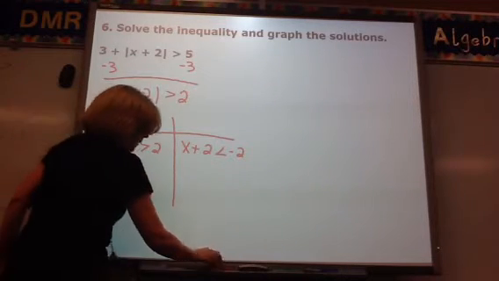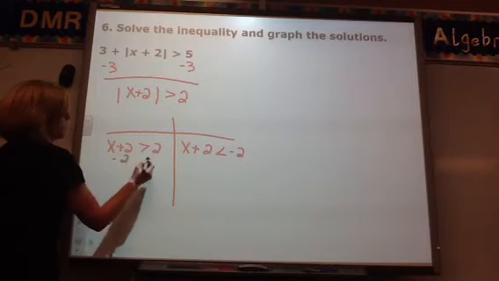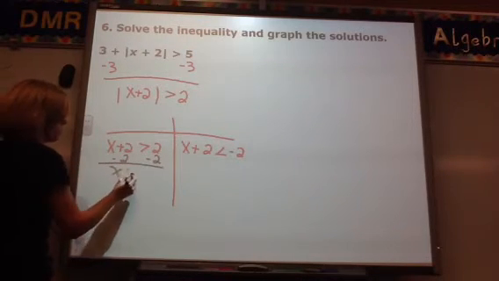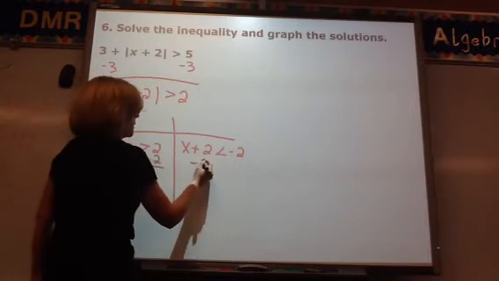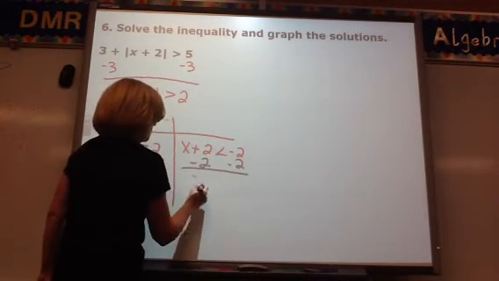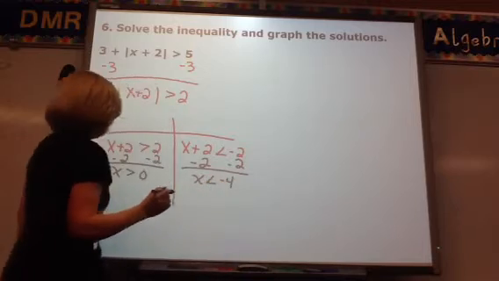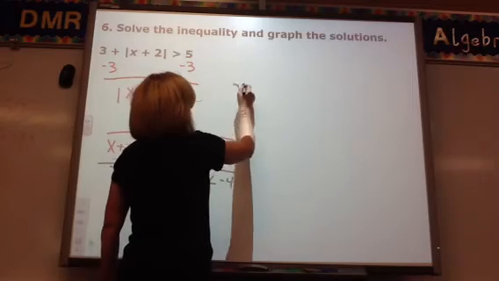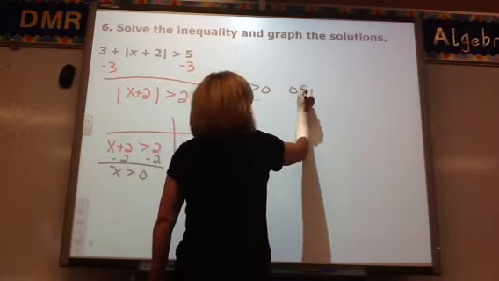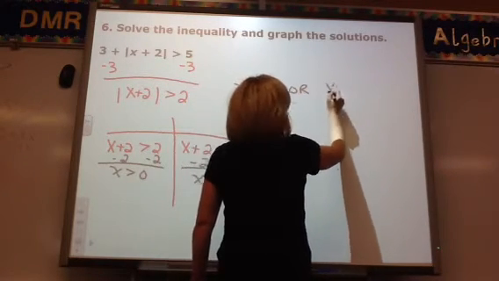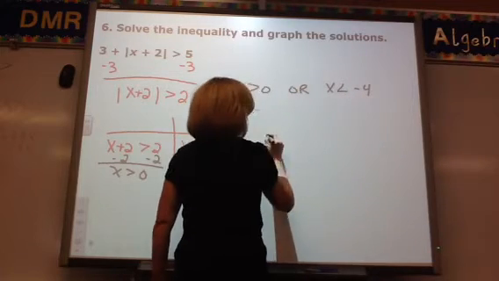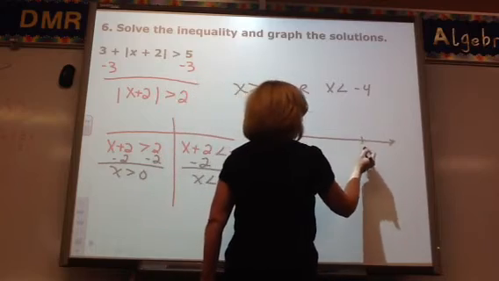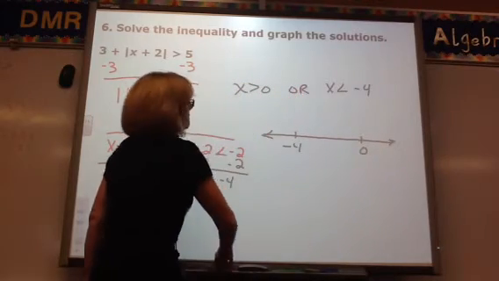So let's solve this inequality. The inverse of addition is subtraction. And let's solve this side. To write this compound inequality, it would be x is greater than 0, or x is less than -4. So we have -4 and we have 0.